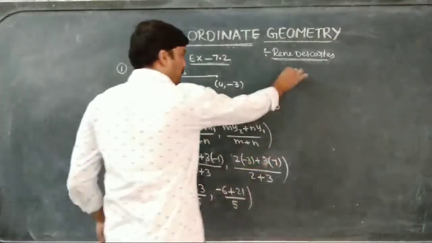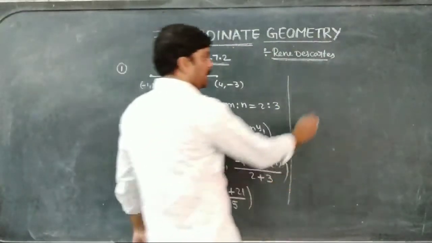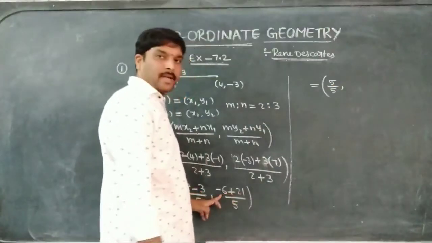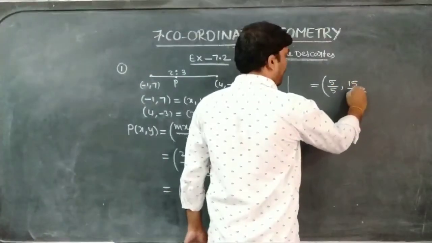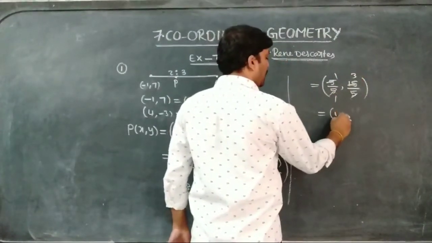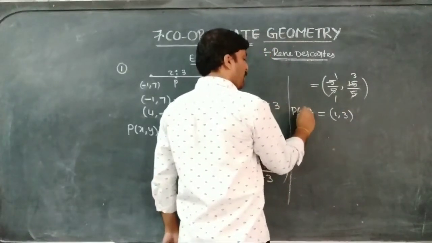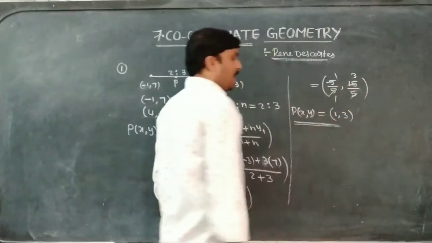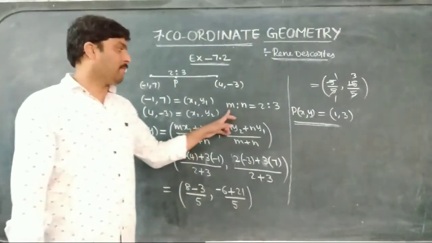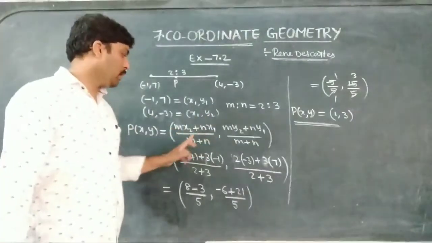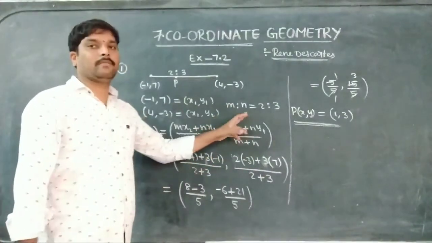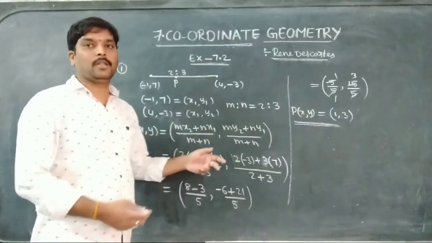That is continuation: 8 minus 3, 5 by 5, and 21 minus 6, 15 by 5. 5 ones are 5, 5 threes are 15, so 1 comma 3. This is P (x, y), the required coordinates. Sometimes in the formula they will take m1, m2, so (m1 x2 plus m2 x1) by (m1 plus m2). So in this formula, in place of m is to n, we are taking m1, m2. We will explain through that method also.